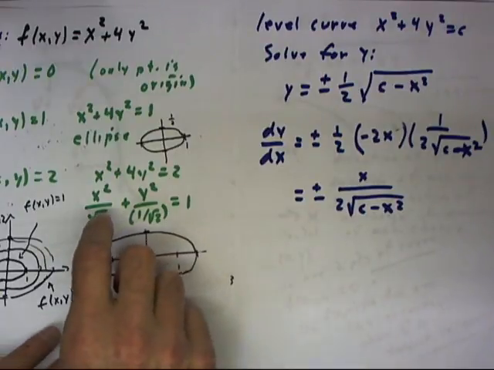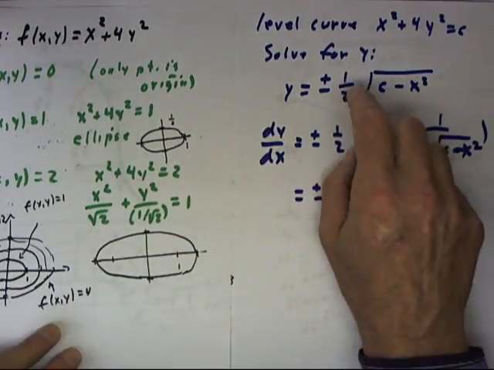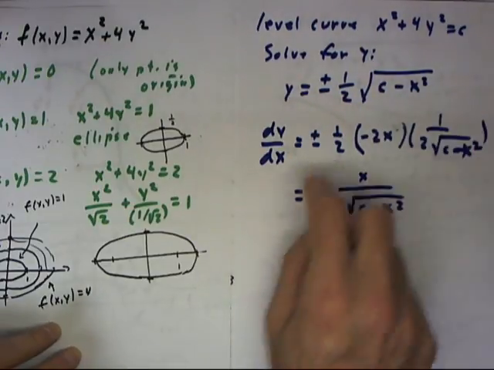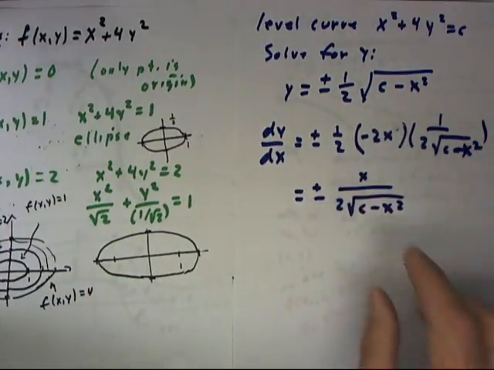Now this is going to correspond to our ellipse. We have the upper half, which would be y equals plus 1/2 square root of c minus x squared, and the lower half.